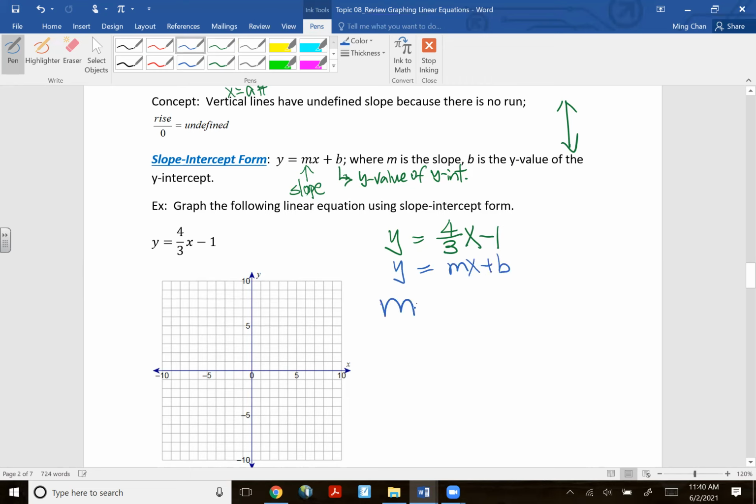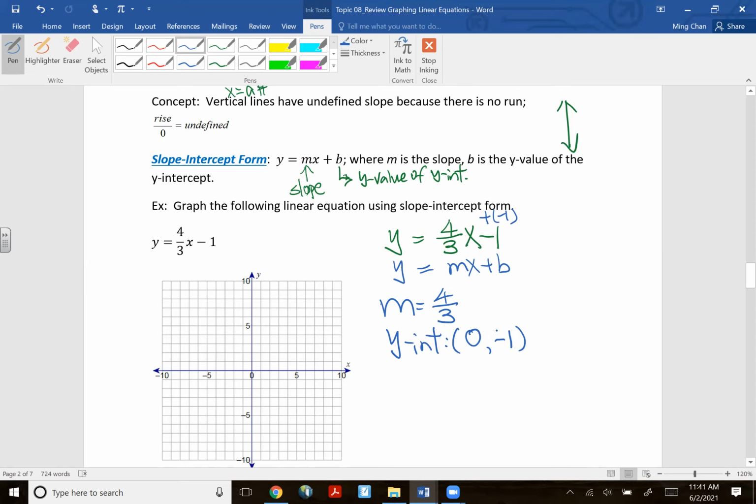M matches up with 4/3. And b, it's supposed to be a plus b. The reason why it's a -1 is because it's supposed to be a plus sign here, but since it's a -1, it implies it's a plus a -1. So b is a -1. b is the y value of the y-intercept, and earlier we mentioned that at the y-intercept, all the x values are 0.